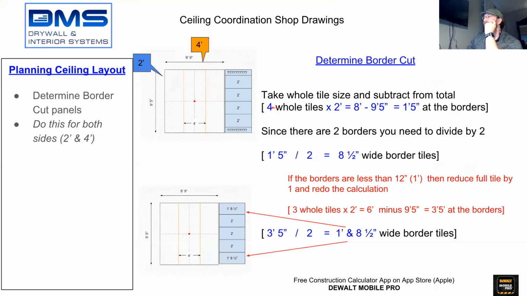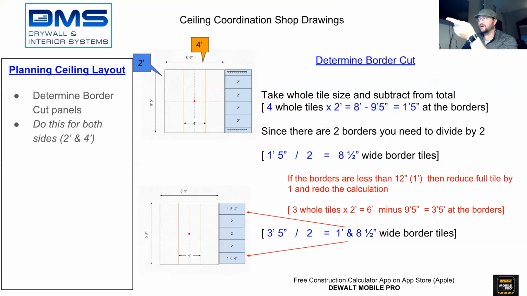To do that, you take your formula that you did. We determined the borders. You had 4 full tiles, all at 2 foot, which equals 8 foot. You take 8 foot minus the 9.5, which means that you have 1 foot 5 inches remaining here and here. And you have to take the 1 foot 5 and divide it by 2, equaling 8.5 inches. So this piece and this piece up here will be 8.5 inches.